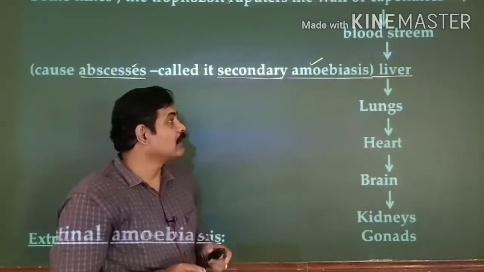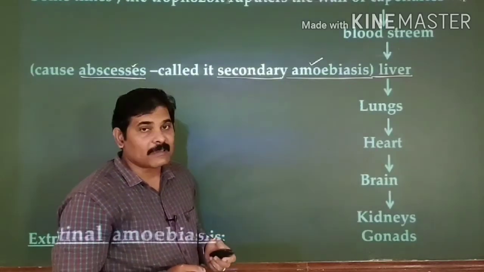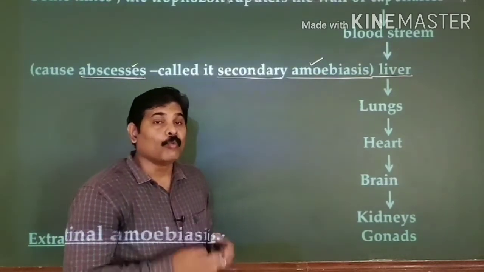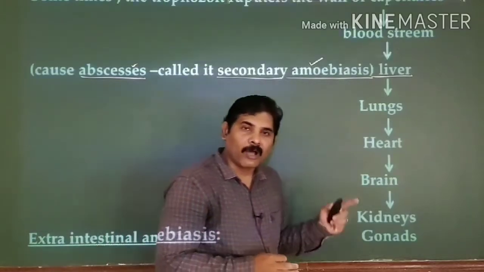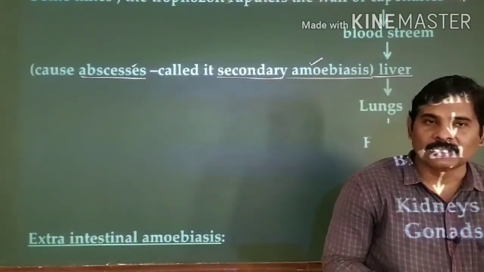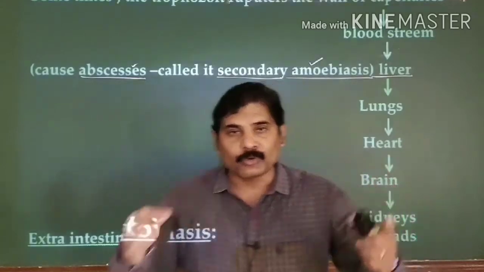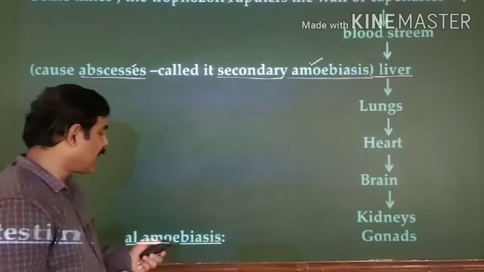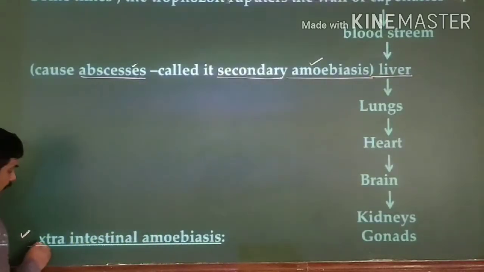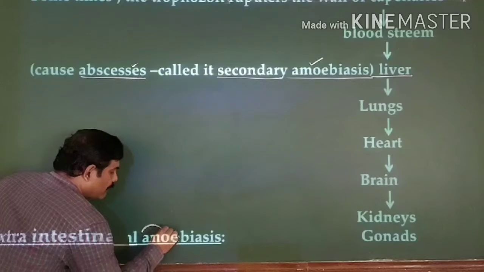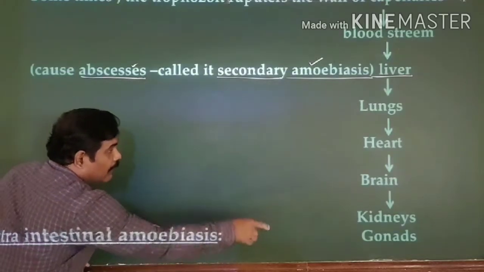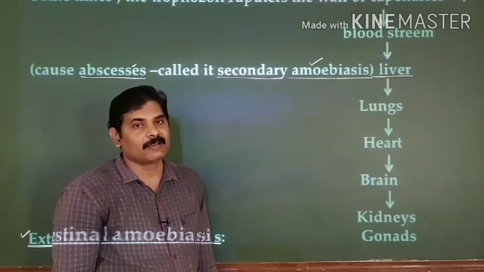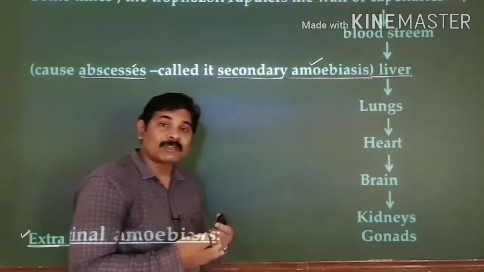So here my point is, when it enters into your bloodstream, from there it reaches the liver. From the liver, it is transported to various body parts like lungs, your heart, your brain, your kidneys, your gonads. So this kind of migration, transportation is taking place outside the intestine and among the various body parts. Hence we call it extra-intestinal amoebiosis. And that entire transportation is known as extra-intestinal migration also. Clear? This is what. Now, what about the prophylaxis?